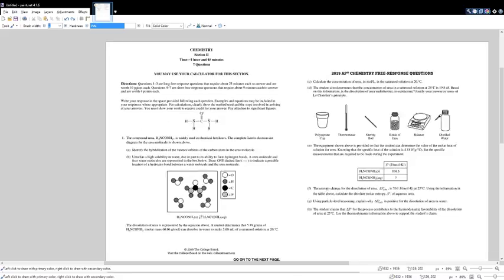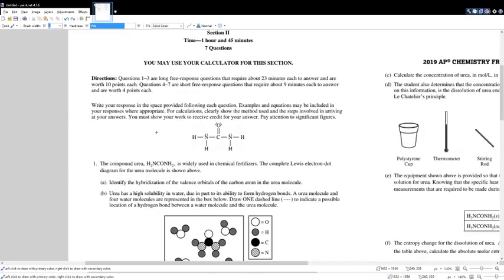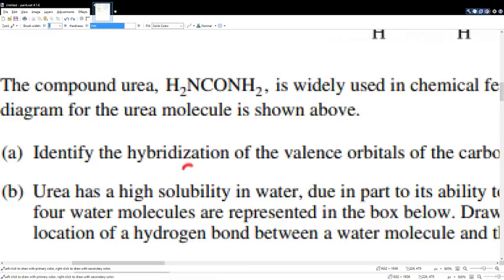So number 1, the first part of it says the compound urea is widely used in chemical fertilizers, and it gives you the complete Lewis electron dot diagram for that molecule. And part A says identify the hybridization of the valence orbitals of the carbon atom in the urea molecule. So what you need to look at here is the regions of electron density, the number of them, and there's 3. Many might think there's 4 because it's a double bond, but double bonds are their own region. So there's only 3 here, so the hybridization is simply sp2.